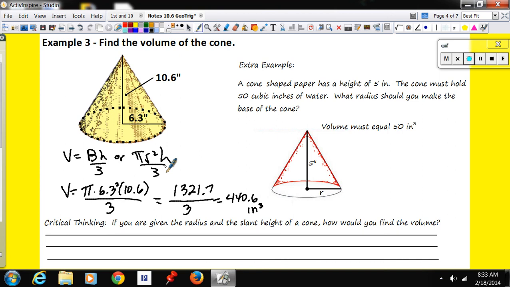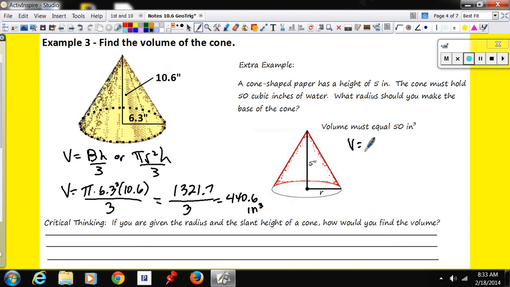An extra example here, a cone-shaped paper has a height of 5 inches. The cone must hold 50 cubic inches of water. You ever seen those little cone-ish water cups that you can pull out of the thing and you can drink it like a cone? So it needs to hold 50 cubic inches of water. What radius should you make the base of the cone? So it's got a height of 5. We don't know the r, and we do know that the volume has to equal 50.